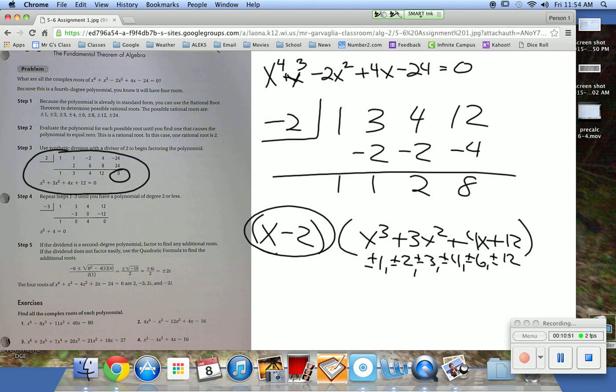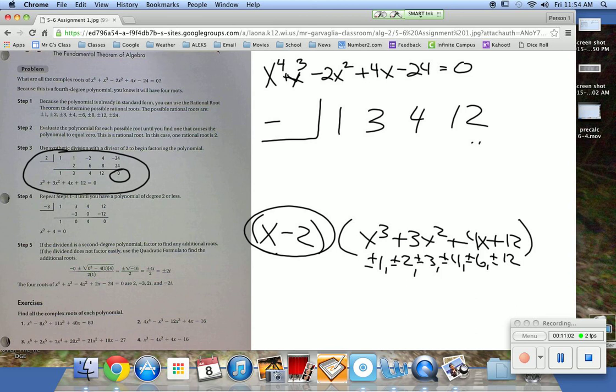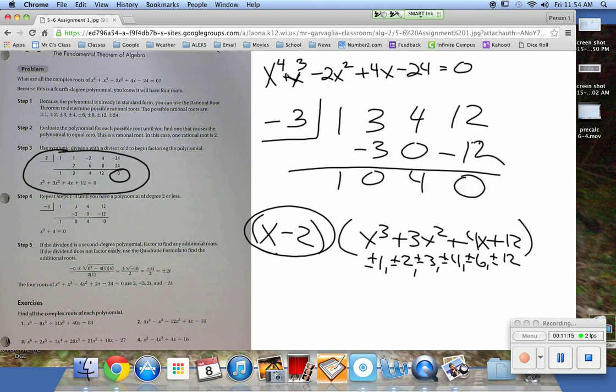So let's try negative 3. You'll get 0. Yep, your remainder will be 0. So let's try negative 3. 1, negative 3, 0, 0, 4, negative 12. There we go, 0. Did you look right there?